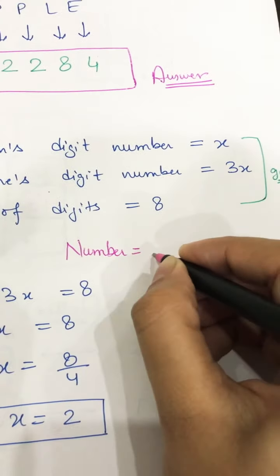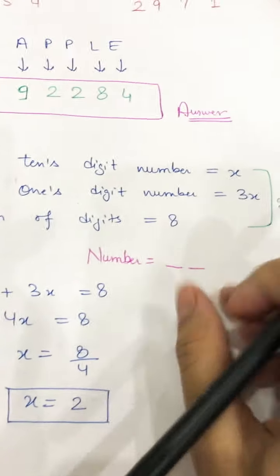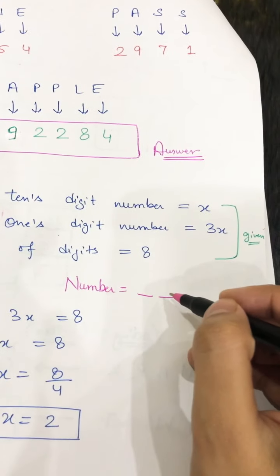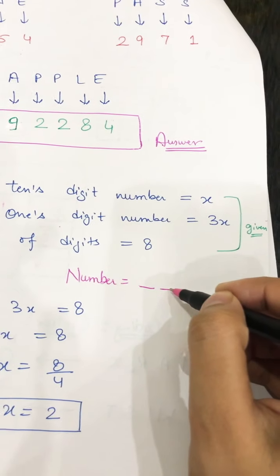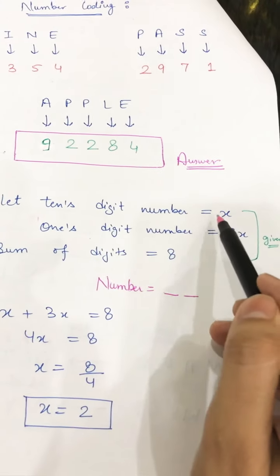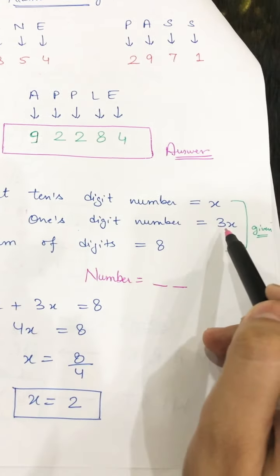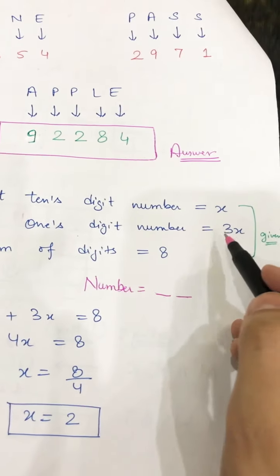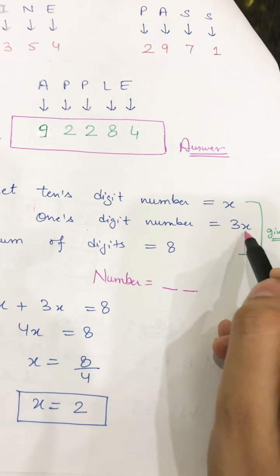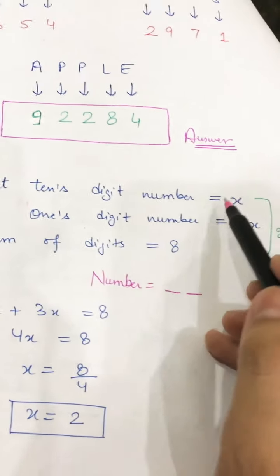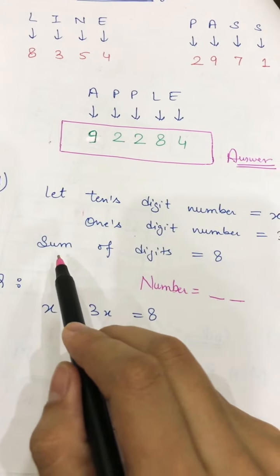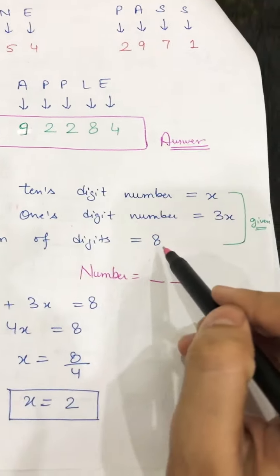They are saying that there is a 2-digit number. Okay, but we don't know what that number is. They are saying that the number which is coming on the ones place is 3 times the number on the tens place. So let's suppose the tens digit is x and the ones digit is 3x. Okay, because they are saying that the ones digit is 3 times the tens digit. They have also given in the statement that the sum of both the digits is 8.